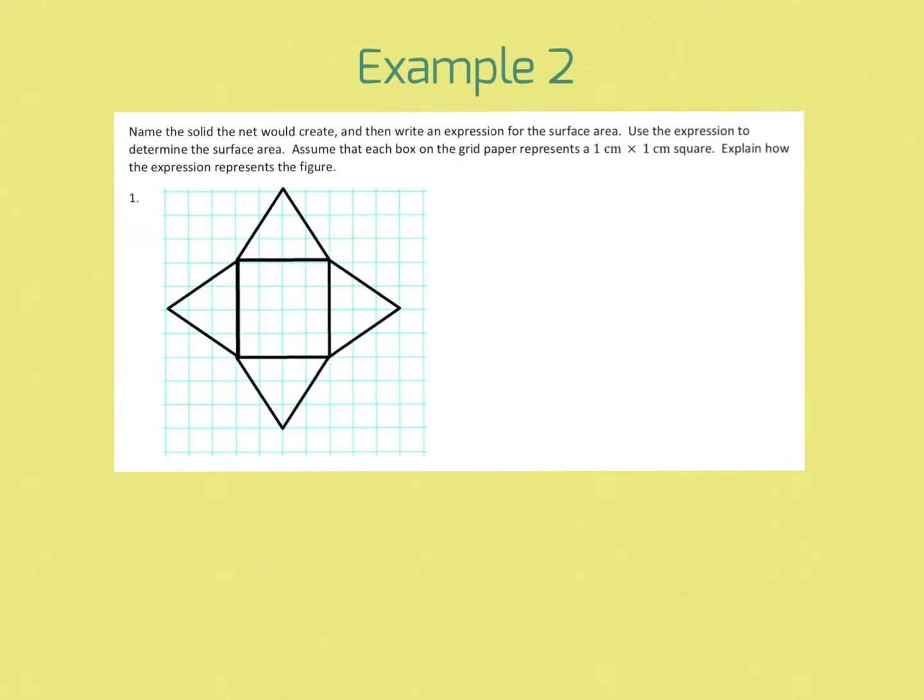Our next example is to name the solid the net would create and then write an expression for the surface area. Use the expression to determine the surface area. Assume that each box on the grid paper represents a 1 centimeter by 1 centimeter square. Explain how the expression represents the figure. So first we have 1 square base right here, and then 4 triangle faces. Because of this square base with 4 triangle faces, that means we have a square pyramid.